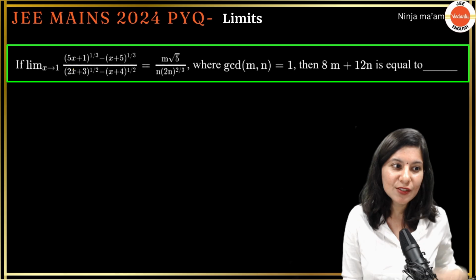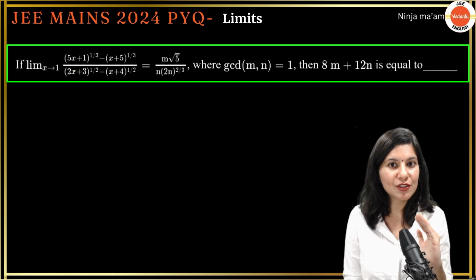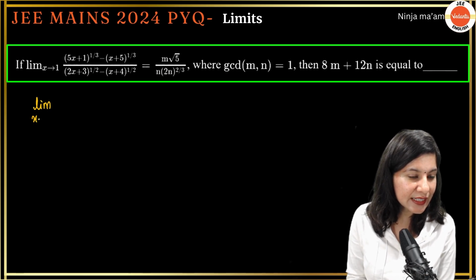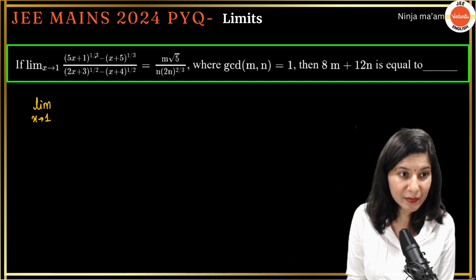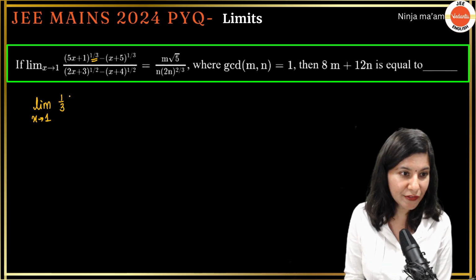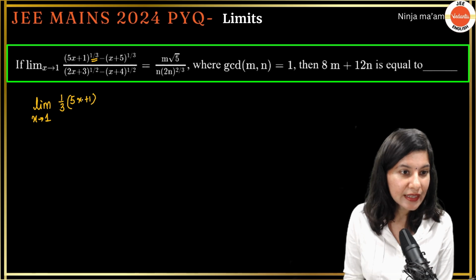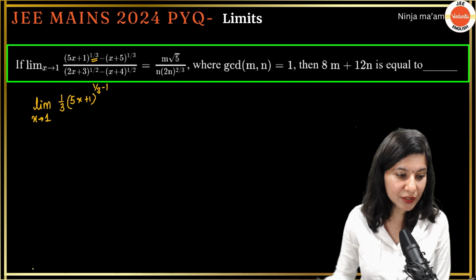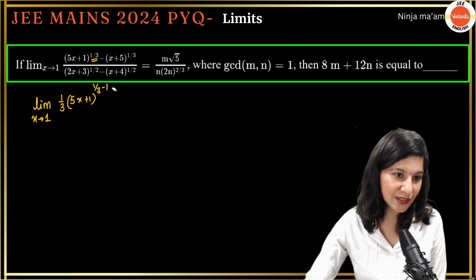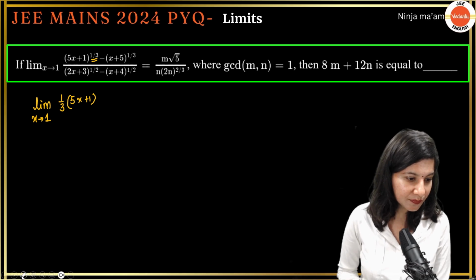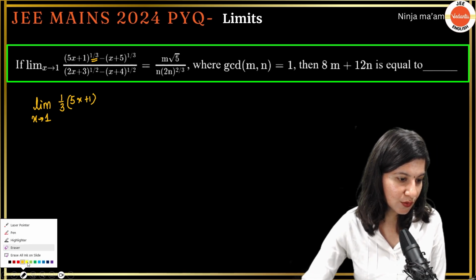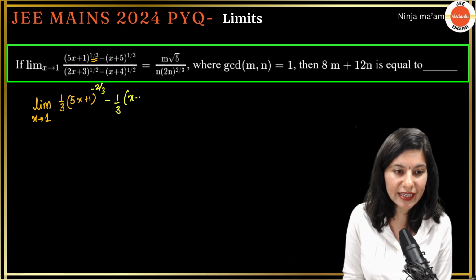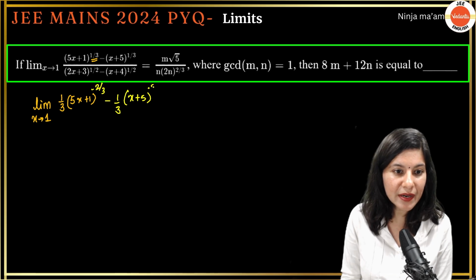You know how to apply it: differentiating the numerator and then differentiating the denominator separately. No need to apply the quotient rule. So this is going to be limit x tends to 1. Now this 1 by 3, if I am differentiating, 1 by 3 will come in front, 5x plus 1 raised to power 1 by 3 minus 1. Tell me, 1 by 3 minus 1 will become what? That is going to be minus 2 by 3. So I write it directly, minus 2 by 3 over here. Minus, again 1 by 3 will come in front, x plus 5, and 1 by 3 minus 1 becomes minus 2 by 3.